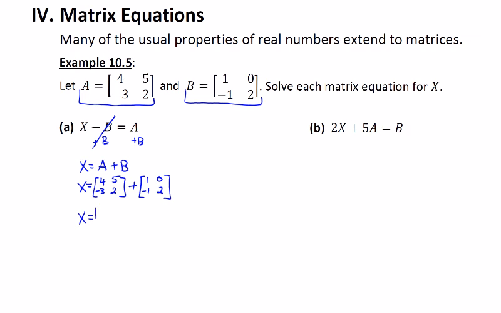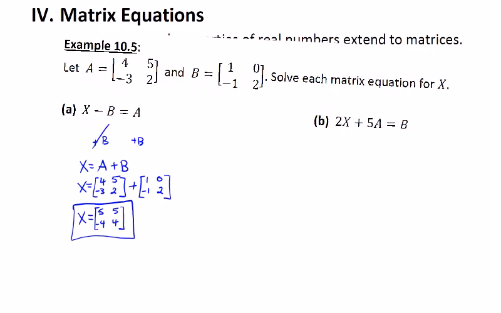Starting with the first row, first column, 4 plus 1 to get 5. Go to the next column, first row, that'll be 5 plus 0 to get 5. Then dropping to the second row, first column, negative 3 plus negative 1 to get negative 4. And finally, second row, second column, 2 plus 2 will give us 4. This represents the unknown matrix X that is the solution of this equation.